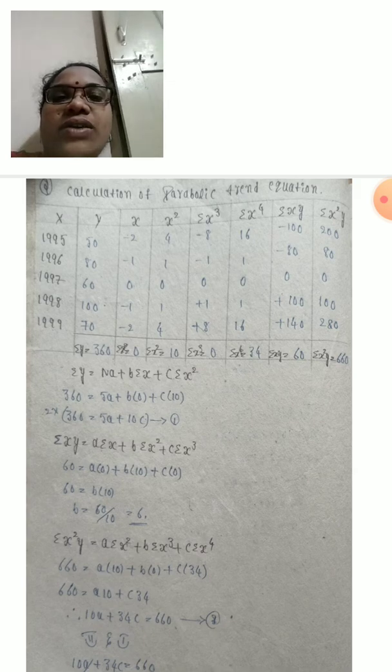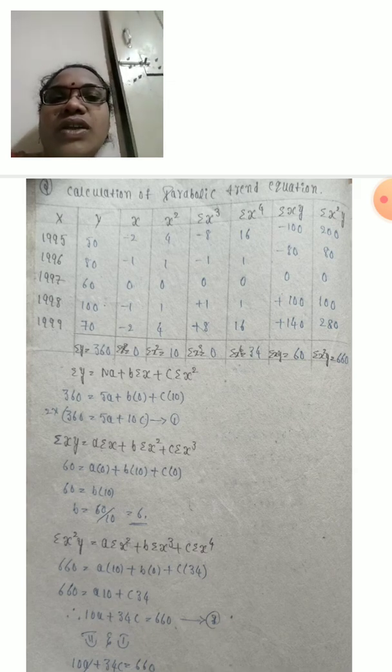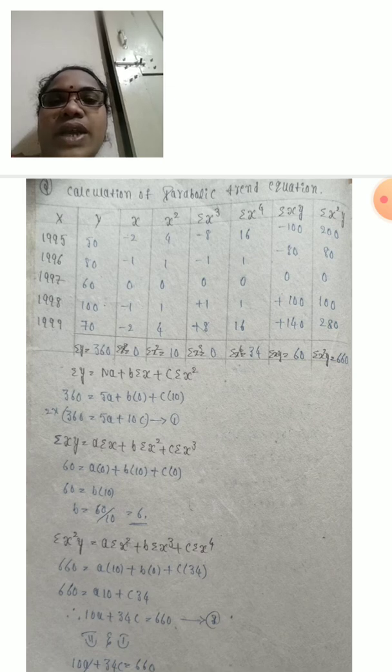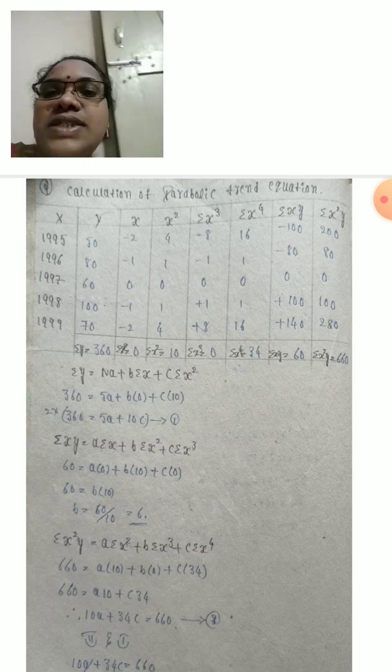Sigma x square y. Here, 54 into 200, 81 into 80, 60 into 0 is 0, 101 into 100, 74 into 280. That is, sigma x square y is 660.